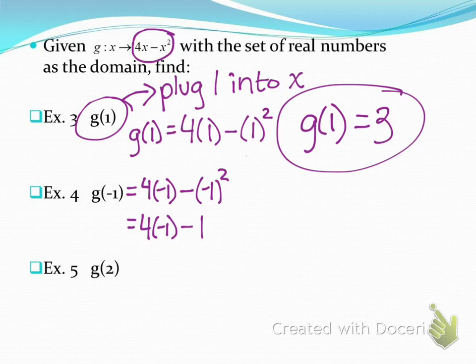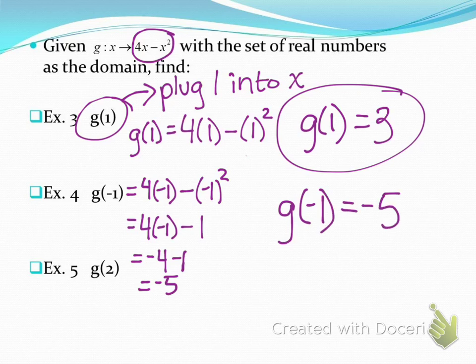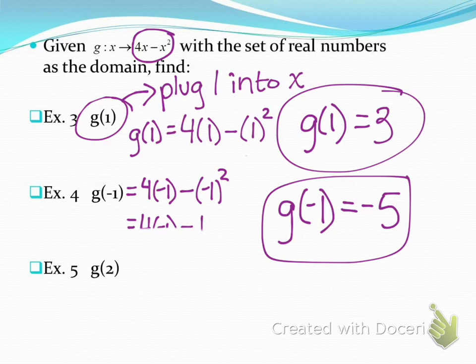4 times -1. -4. We're multiplying. Right here, these parentheses mean I'm multiplying. 4 times -1 is -4. Then we have -4 minus 1 is -5. So that means that g evaluated at -1 equals -5. All right, let's do the last one.